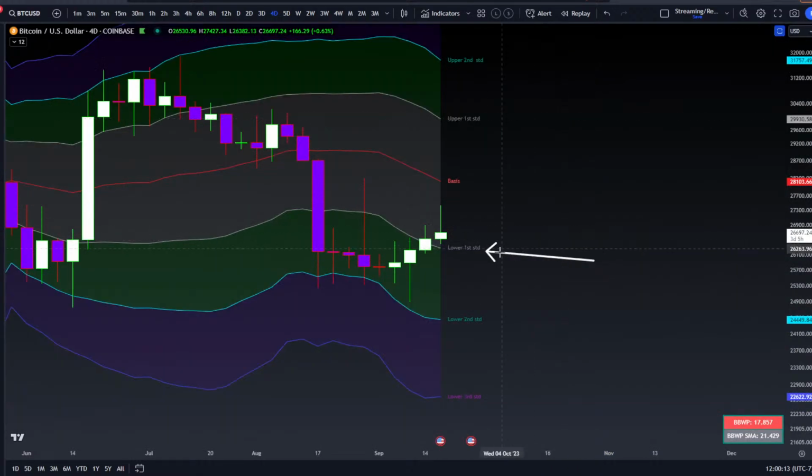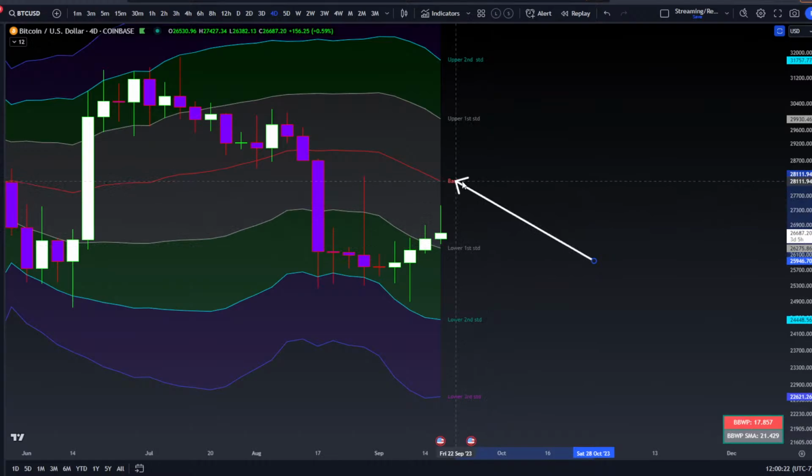And we can see that it did recover the lower first standard deviation. Now, recovering the lower first standard deviation gives you a generalized target around the basis band, and this is coming in at around 28,100. And if it does lose that lower first standard deviation again at 26,275, again, there's that 26.2 area again.